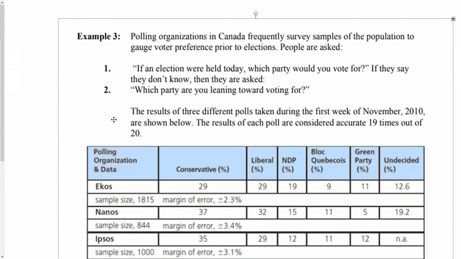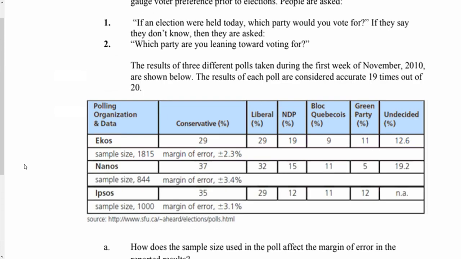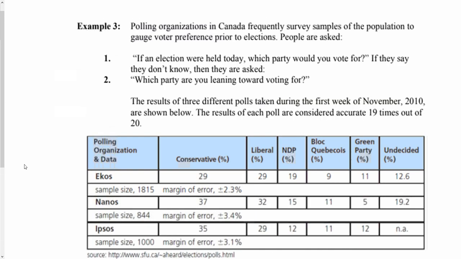Okay, example 3. Polling organizers in Canada frequently survey samples of the population to gauge voters' preference prior to the election. People are asked, first of all, if an election were held today, which party would you vote for? If they say they don't know, then they ask, which party are you leaning towards voting for? This is quite common.